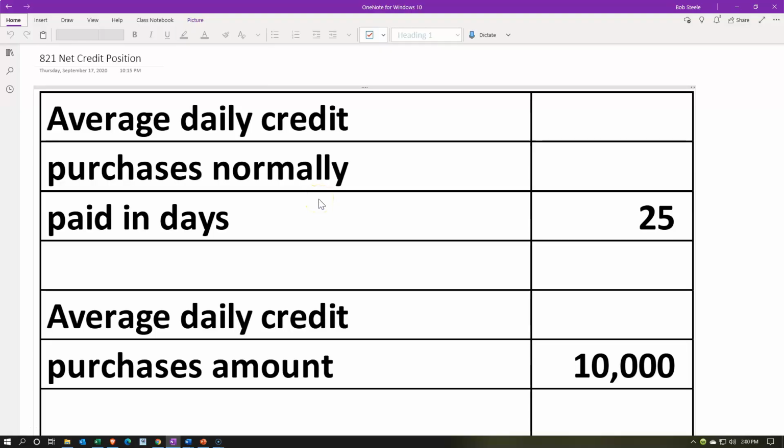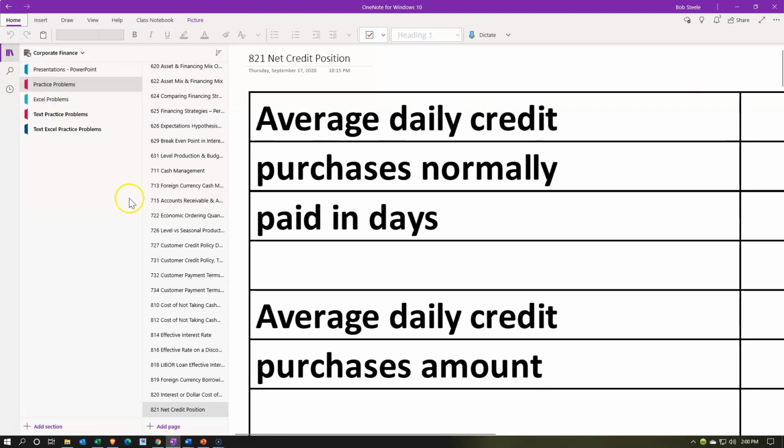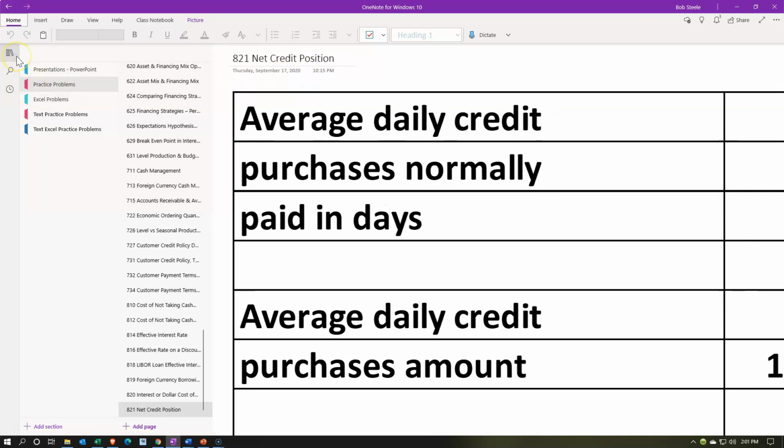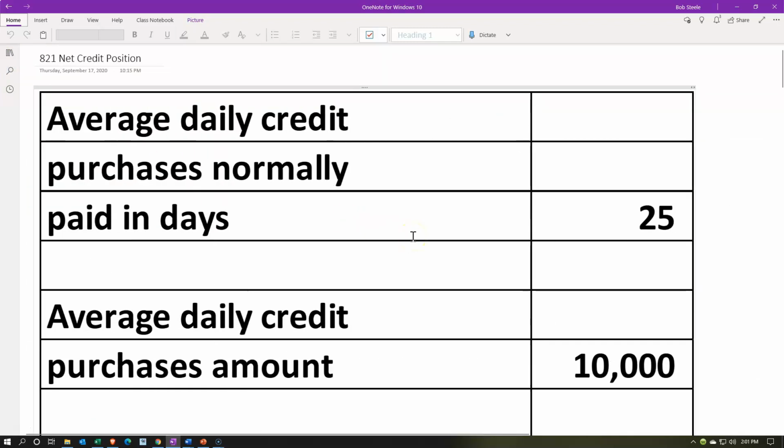Here we are in OneNote. If you would like to follow along in OneNote, you're not required to do so, but if you have access to it and would like to, we are in the 821 Net Credit Position tab in the Practice Problems section. We're going to have our information up top. We'll take a look at all that information, and then we'll have a smaller component of it that we can use to work through the practice problem.